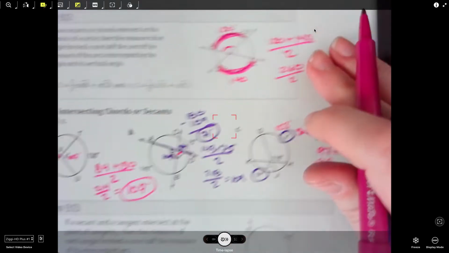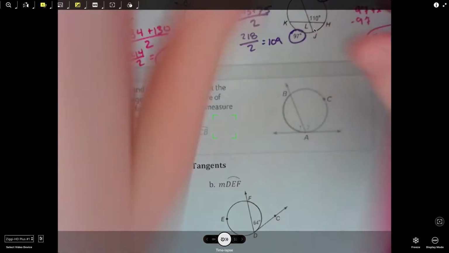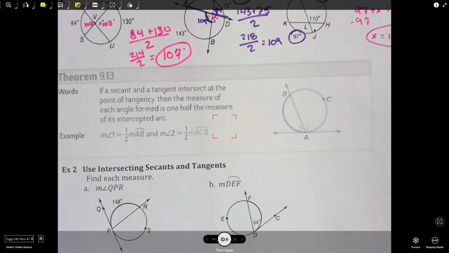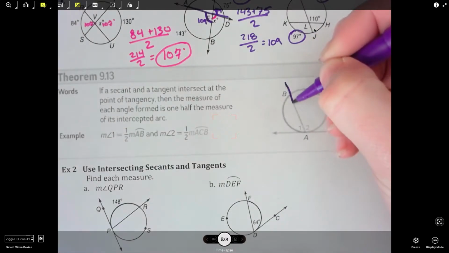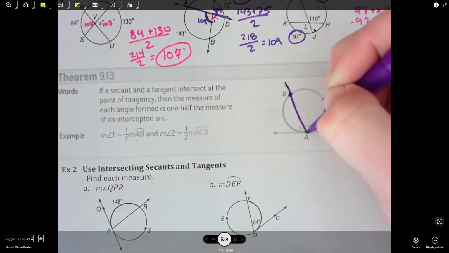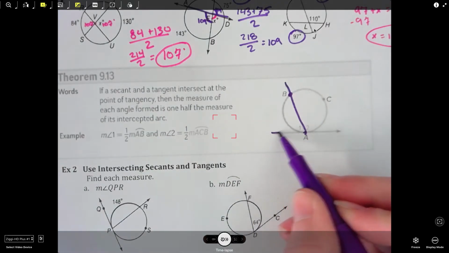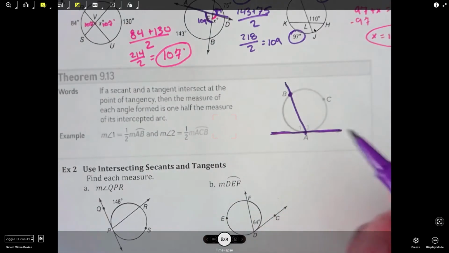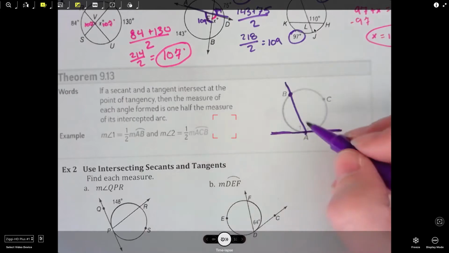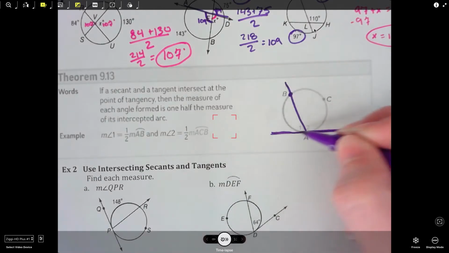All right, our next theorem says this. What we have is a secant line, which is touching your circle at 2 places, once here and once here, and it's intersecting with a tangent line. So this tangent line is making a T with the circle. And so our secant line is intersecting our tangent line at that point where it is tangent. That's the point of tangency C right there.